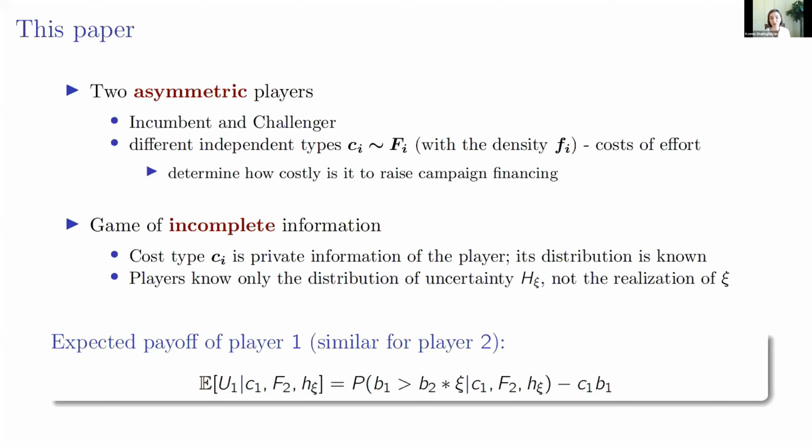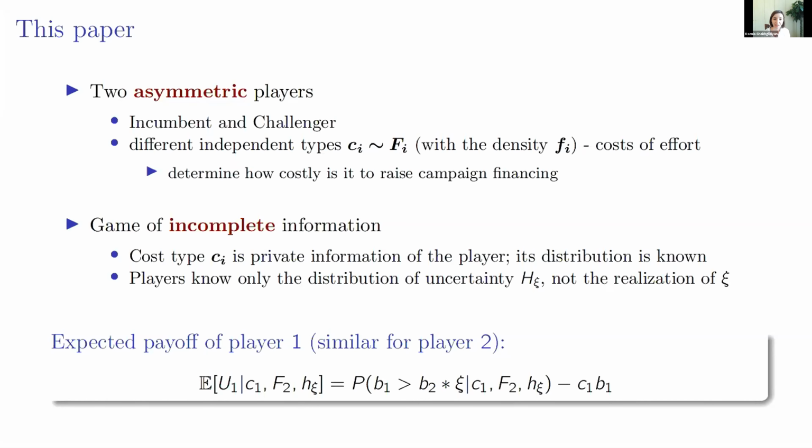I examined the model with two asymmetric players, which in my application would be an incumbent and a challenger. Those two players have different cost types c_i's distributed according to F_i, and in application, these types determine how costly it is to raise campaign financing for each of the candidates. I consider the game of incomplete information, meaning that each of the player's types is his private information, not observed by the other player, but the distributions of the types are common knowledge. Moreover, players know only the distribution of uncertainty, not its realization.